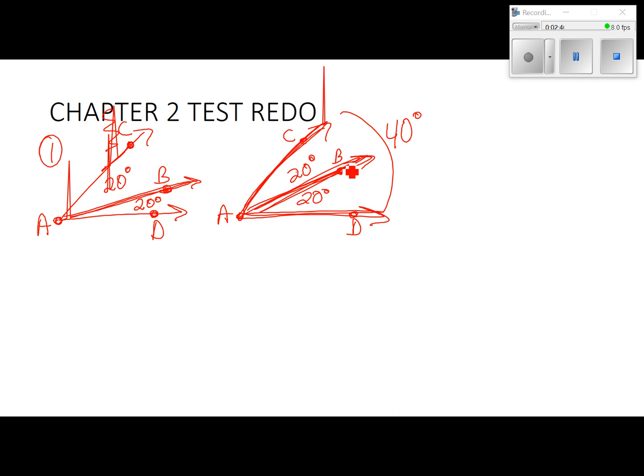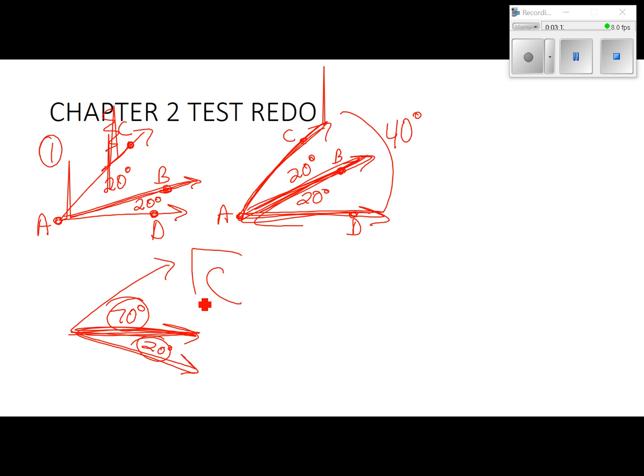Letter C says the measure of angle CAB, that's this angle, is 70. And the measure of angle DAB, that's that angle, is 20. Well, then this would not be an angle bisector because it doesn't split it into two equal angles. So the answer there is letter C. That's a counterexample.